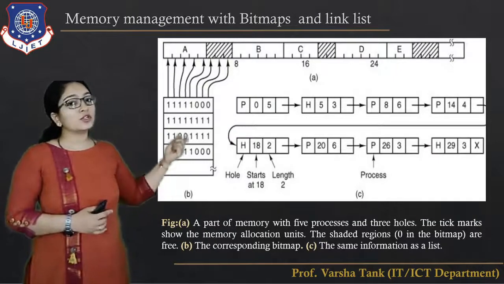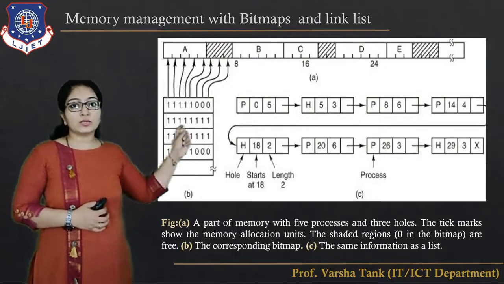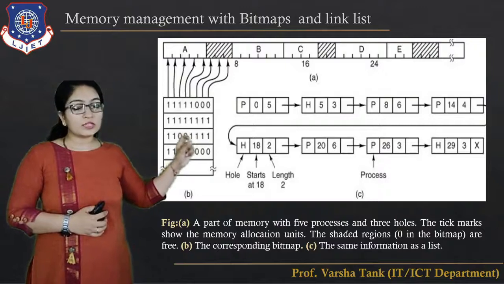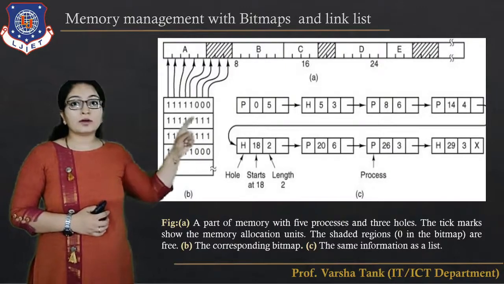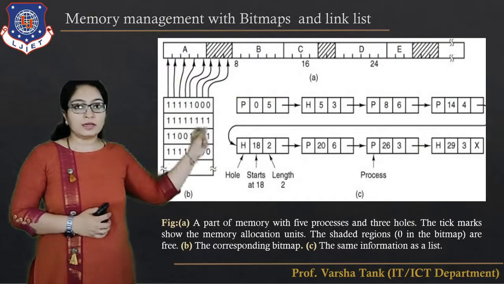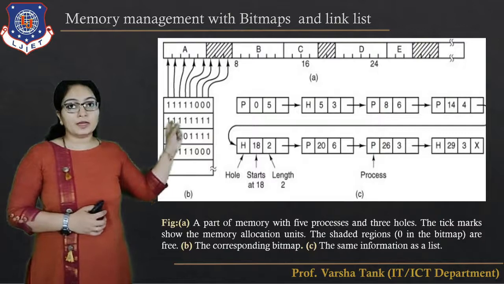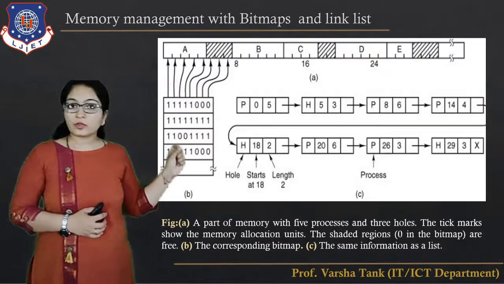So there is another solution, that is a linked list. Here you can see there is a process of 5 bits. That's why it is a P. It is starting from 0, so in that box it is written 0, and the length is 5. So here you can see P 0 5. That is the format. Got it?